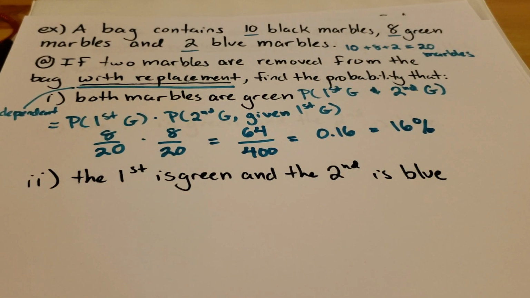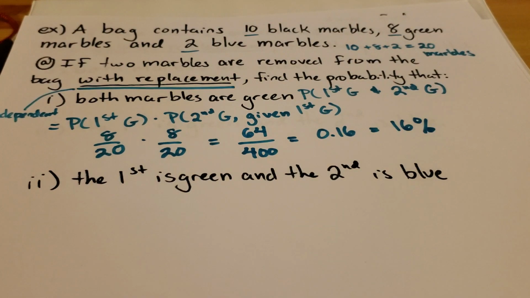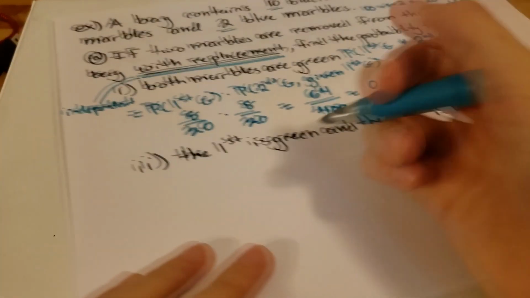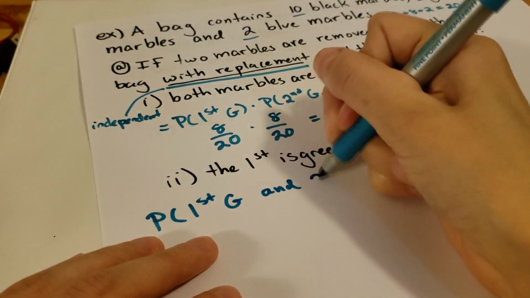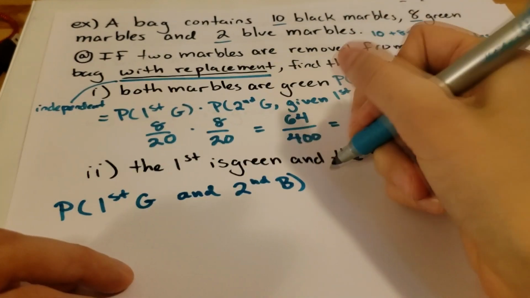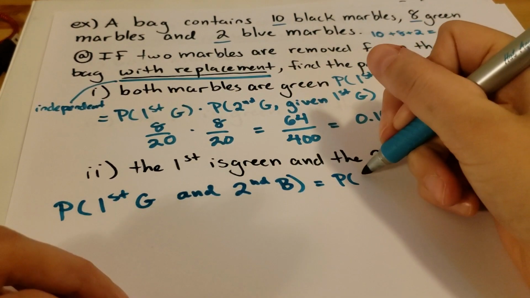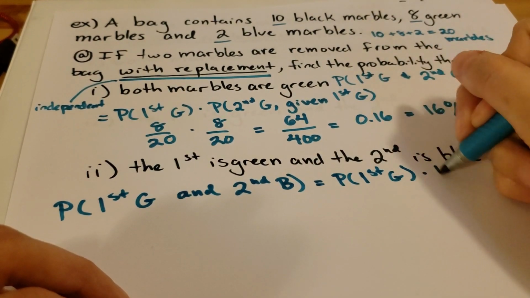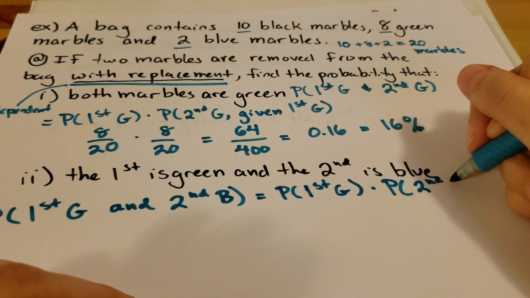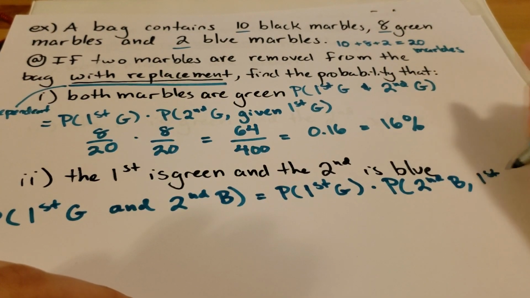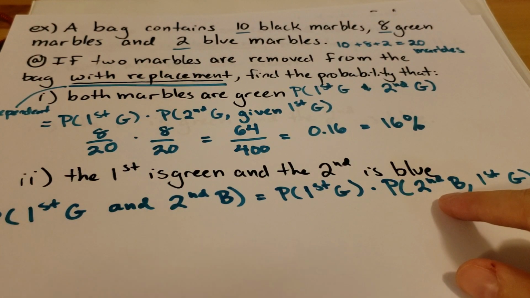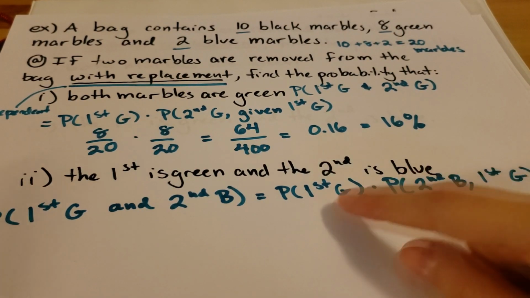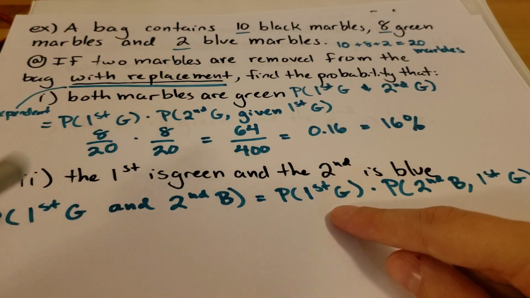Okay, now let's see what happens if we want to find the probability of the first one being green and the second one being blue. Well, another way that we could write this is the probability of the first being green and the second blue. Which we could then again write, using our multiplication rule, as the probability of the first being green times the probability of the second being blue, given the first one was green. And again, these are still independent events, so we're still treating our probability that the second is blue as just the probability of getting a blue marble. So our probability of the first one being green is still going to be 8 out of 20. Nothing changed between these two problems.